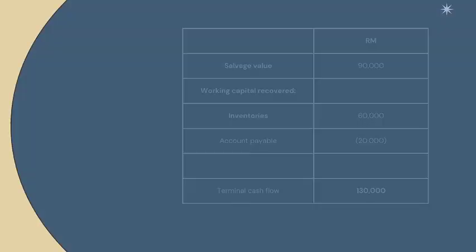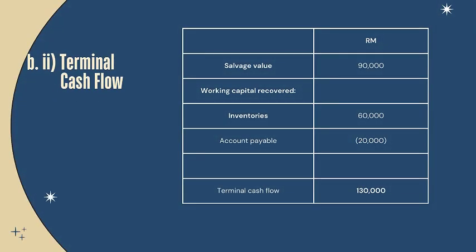Alright everyone, let's wrap things up with the grand final of our financial journey, which is the terminal cash flow. This is where the story concludes, and we get to see how much value we are left with when everything winds down. Let's dive in. First, we have the salvage value. This is like giving a second life to our assets. By the end of the project, we recover 90,000 ringgit. Not bad for assets that have completed their mission, right?